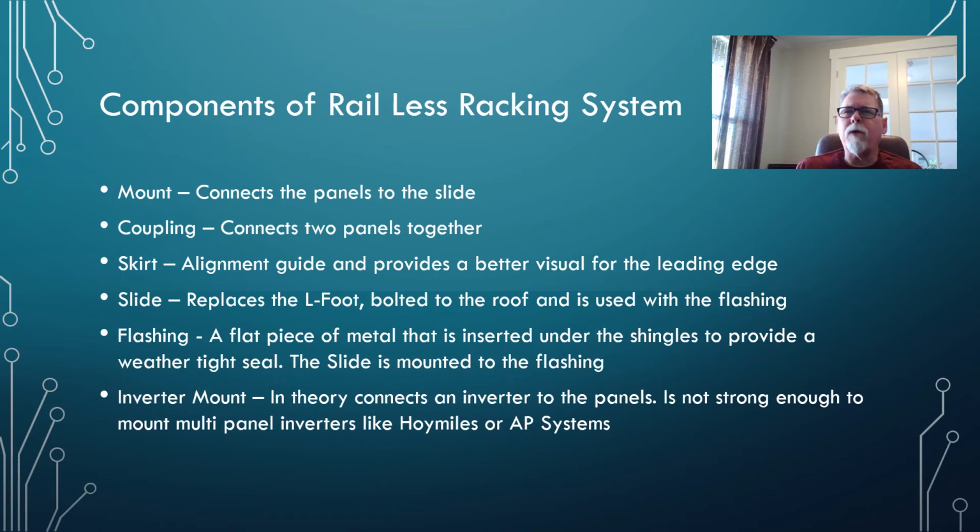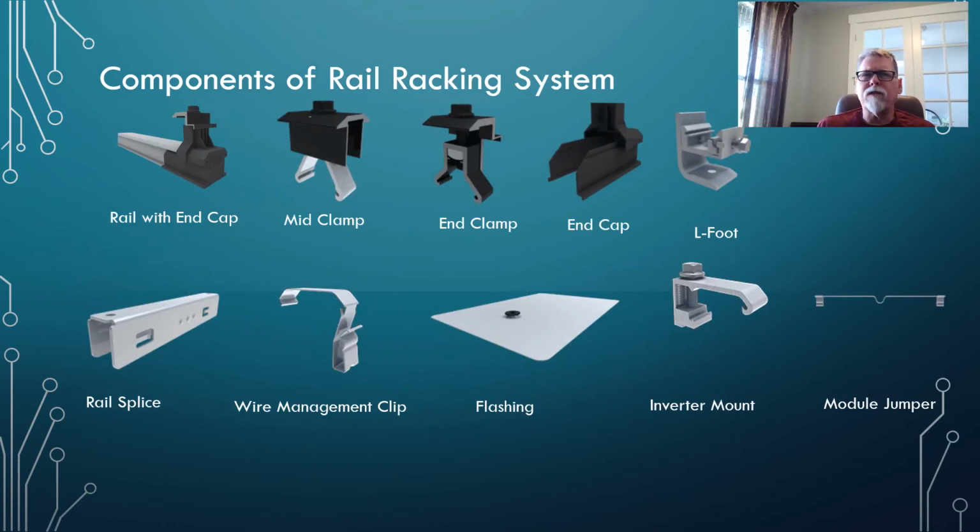So these are the components of a railless system, and we're going to kind of show you each one in the next slide. So in this slide, you can see the different components. You can see a picture of the rail with an end cap. You have a mid clamp, which is basically what it says. It attaches panels to the railing system in the middle areas of the system. The end clamp is what it says. It attaches the panels to the rail at the ends of the system.